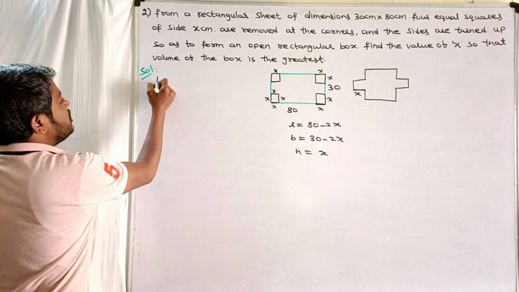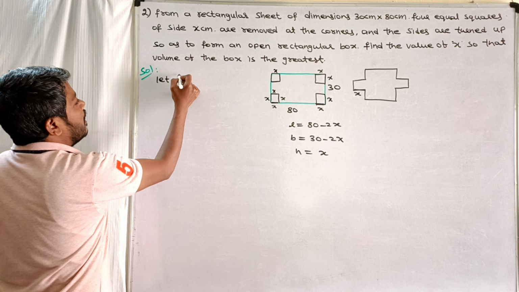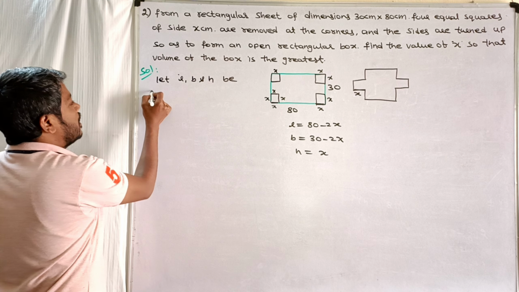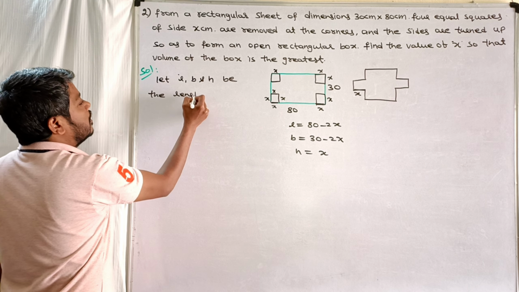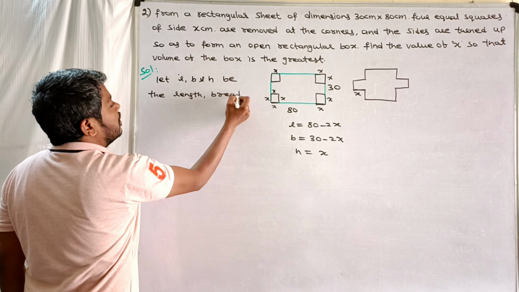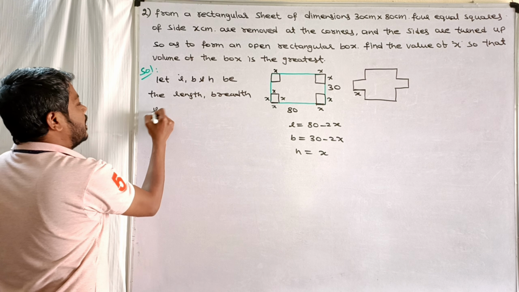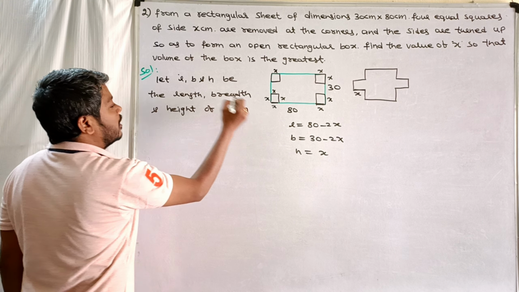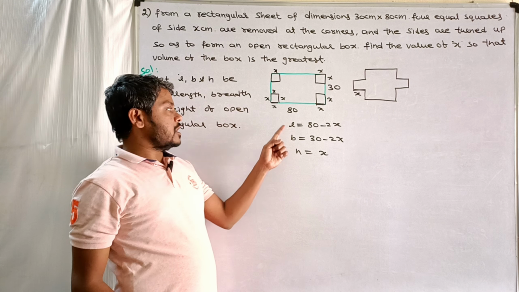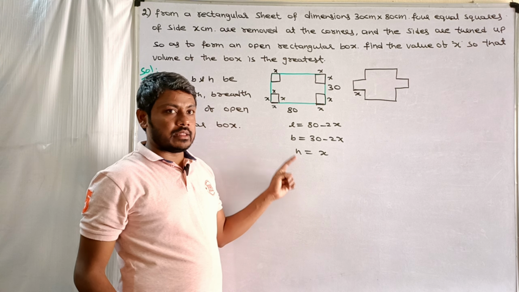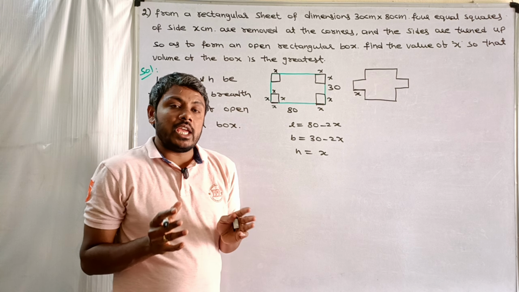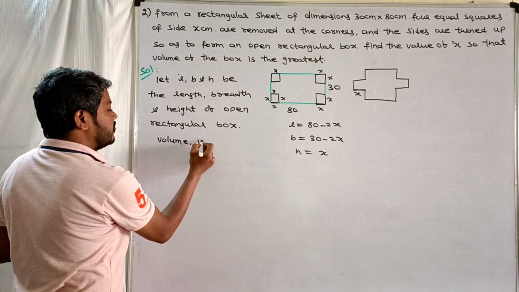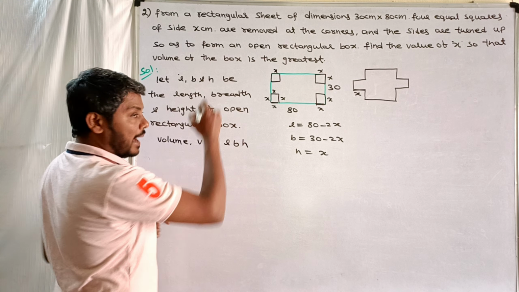So clearly, let L, B and H be the length, breadth and height of the open rectangular box. So this is the length, this is the breadth and this is the height. We know that the volume of the open rectangular box, that is V, is equal to length into breadth into height.